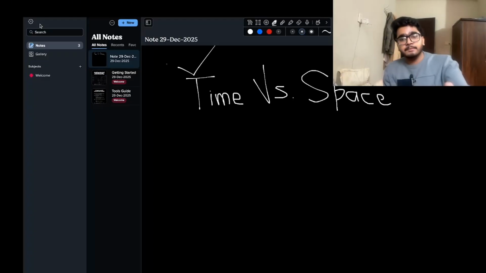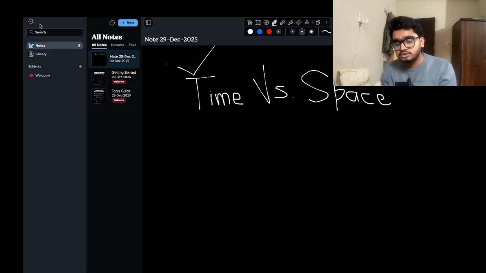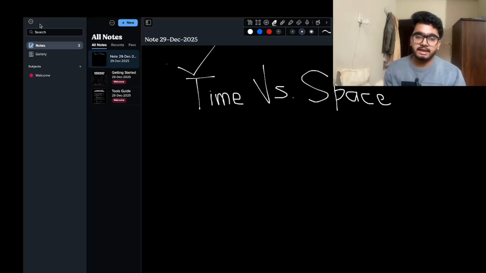Now the thing is, time versus space complexity. As I stated, time complexity matters more than space complexity. That doesn't mean space complexity is not important. We have to check for space complexity and give importance to it. But time complexity has more importance, because time is not extendable. We can't extend time, but we can extend space somehow.